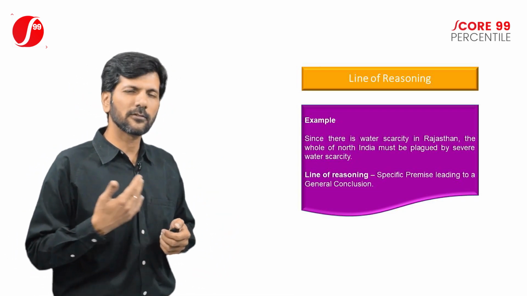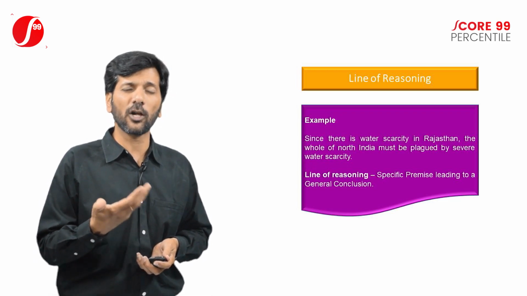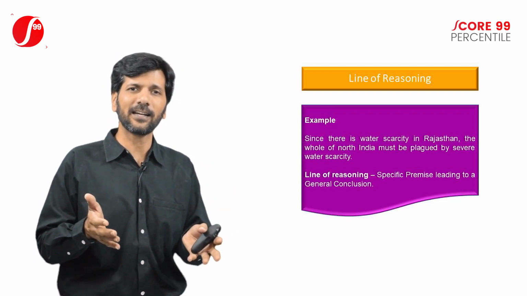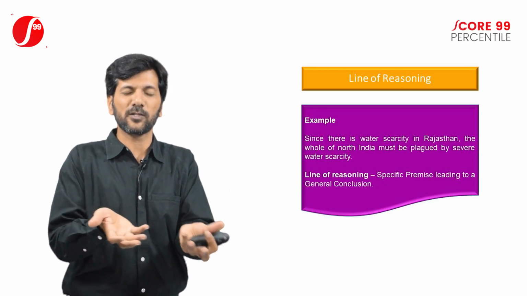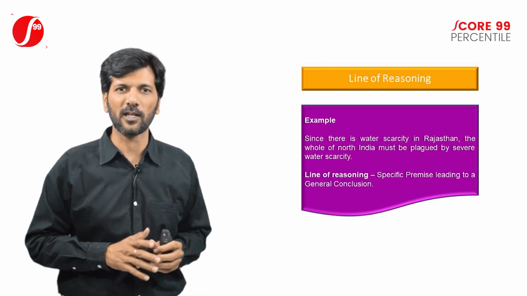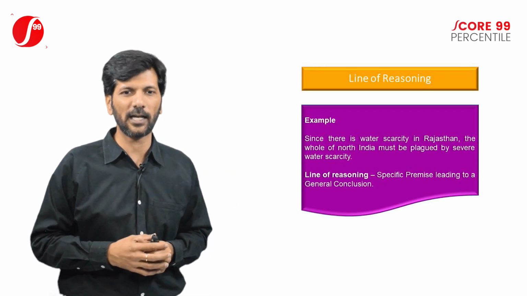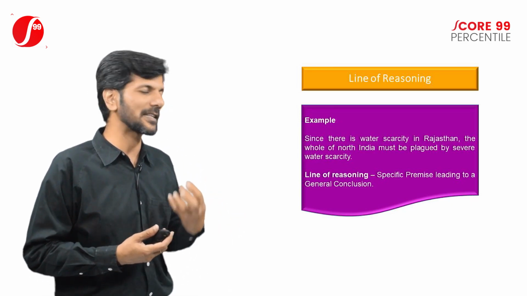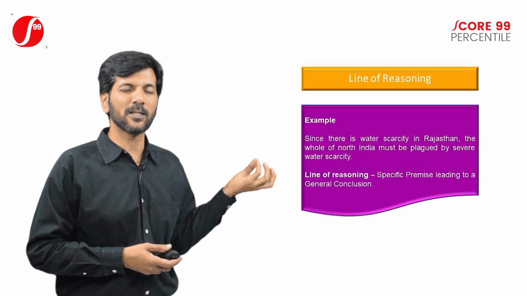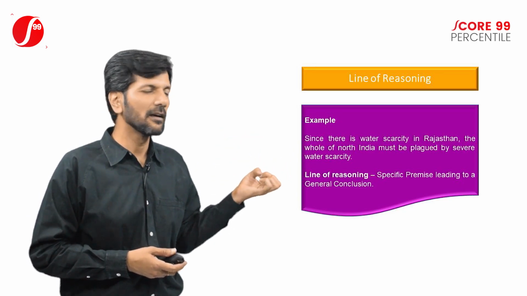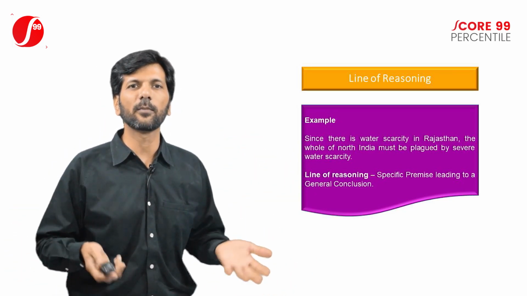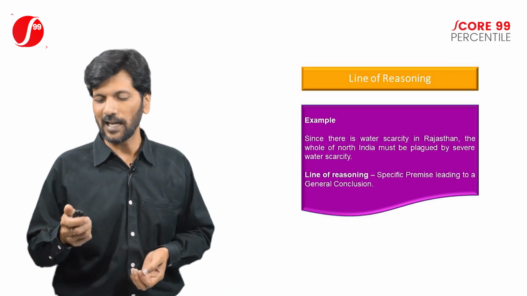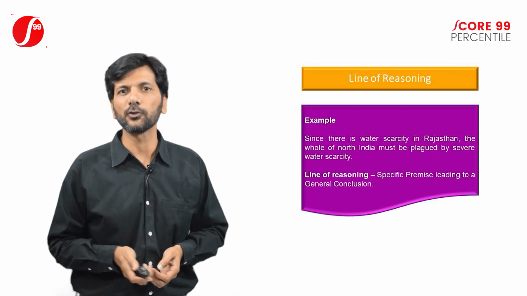Now you will not obviously agree with the logic of the argument, but understand that there is a logic that binds the two parts of the argument, and that logic is the line of reasoning. That's what we are primarily focusing on right now. So here you understand that the line of reasoning that's binding the two is that the premise is extremely specific, talking about Rajasthan, while the conclusion is general, talking about the entire North India. So that's the logic that's binding the two.